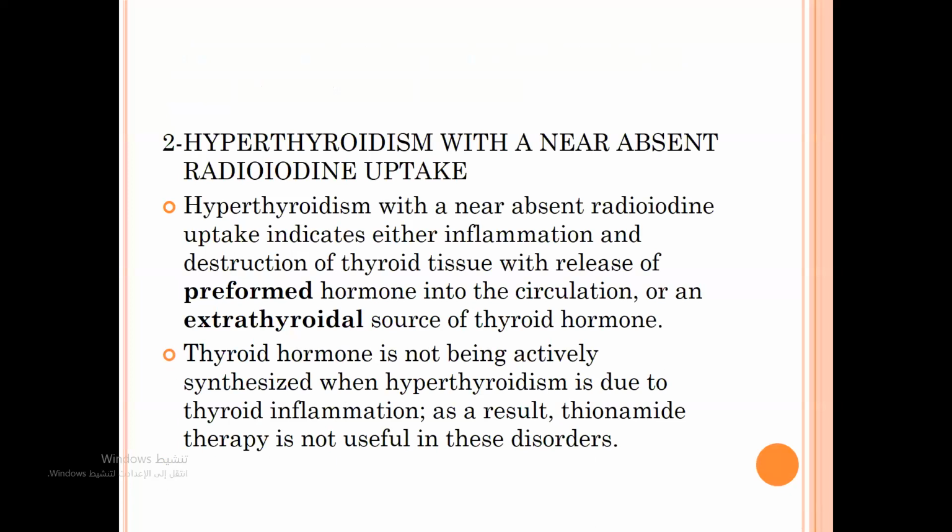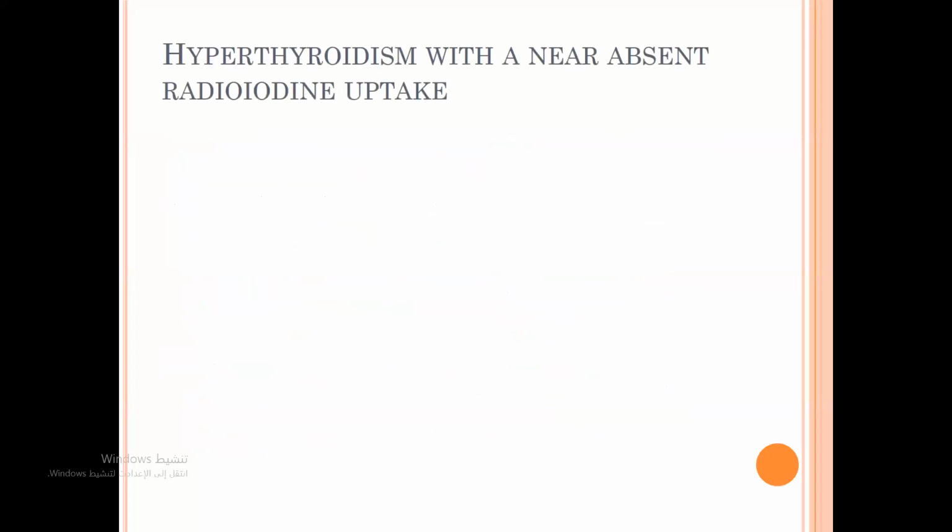Hyperthyroidism with a near absent radioiodine uptake. This is the second category. And what we have here, hyperthyroidism with absent radio uptake. If you go for nuclear medicine or nuclear study, we have zero uptake or low uptake, which indicates either inflammation and destruction of thyroid tissue with the release of preformed hormone into circulation, or an extrathyroidal source of thyroid hormone. Thyroid hormone is not being actively synthesized when hyperthyroidism is due to thyroid inflammation. As a result, thionamide therapy is not useful in this disorder.